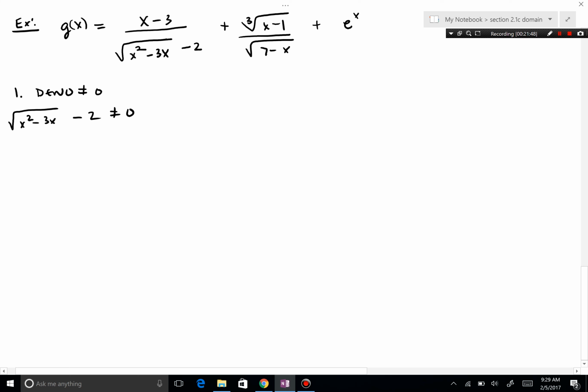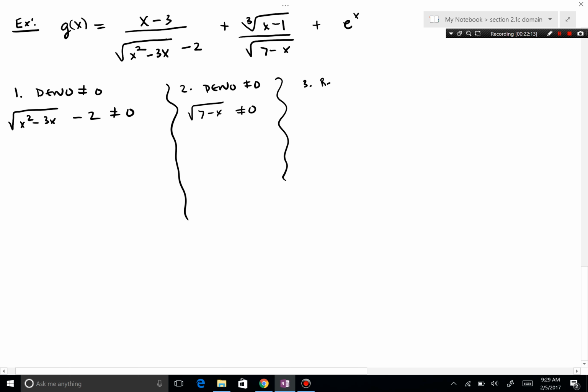All right, let me put another problem up here. And yes, I can solve this, but you'll notice structure is more important than doing the mathematics. What's the other denominator? Denominator can't be equal to 0, right? So this ends up being the square root of 7 minus x cannot be equal to 0. Done. Yeah, the entire denominator. Now, what's our next one? Even roots.